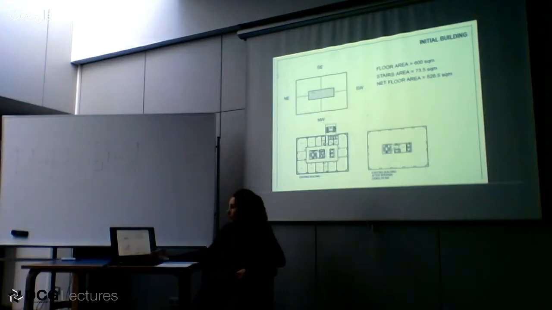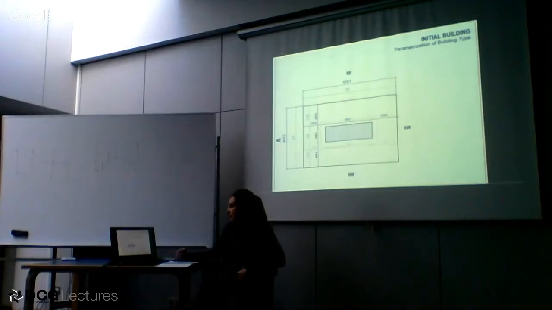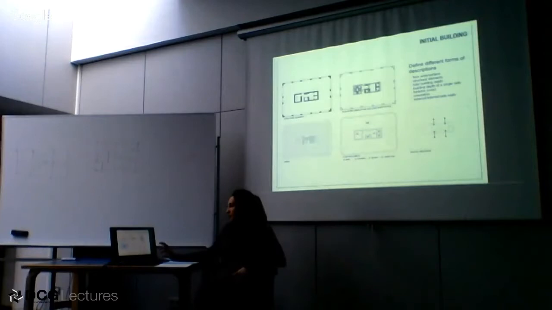Then the idea is to create a parametrization of the building type, because in other cases I can have a bigger building with a bigger core, and so if I find a way of making it abstract and applicable to different cases, I can find a methodology that can be easily used for other buildings of the same kind. The initial building, as I was saying before, needs to be described in different ways. One way is the one that highlights the structural elements of the building. The other is the plan simply after the demolition.